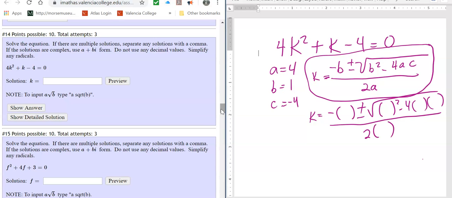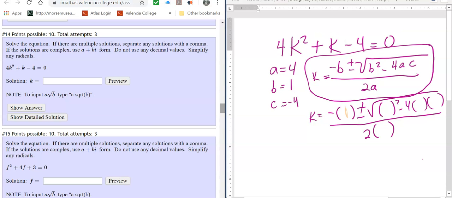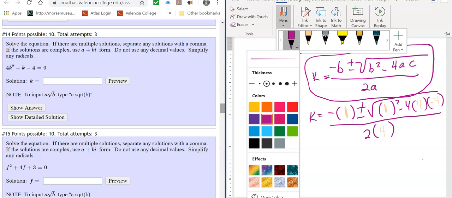Okay? Now I fill in, I'm going to use a different marker to show you what I mean. B is equal to 1, so I'll put a 1 here. Okay, and B is equal to 1 here. And then A is 4, and C is negative 4. And then A is 4. Okay, so I've replaced everywhere there was a B, I put 1. Everywhere there was an A, I put 4. And everywhere there's a C, I put negative 4. Okay, let's get back to that purple pen. I don't like that orange one very much.